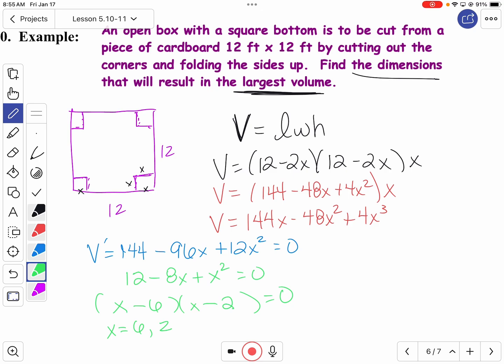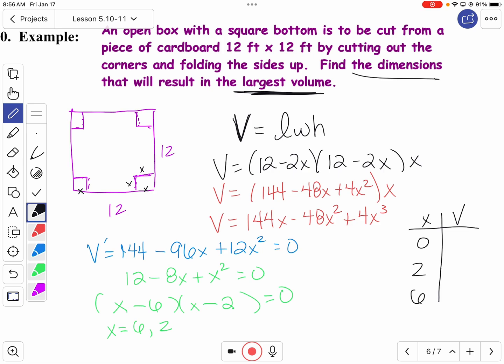Now, I like the candidates test on this one still just because. So let's think about that for a little bit. What our domain could be for X and for volume. What's the smallest thing I could cut out? 0. Okay. Now, tricky, what's the largest thing you could cut out? 6. Okay? Because you've got 12 minus 2X. If that dimension's 0, then I'm out of luck. Okay? And so I put my 2 in there.